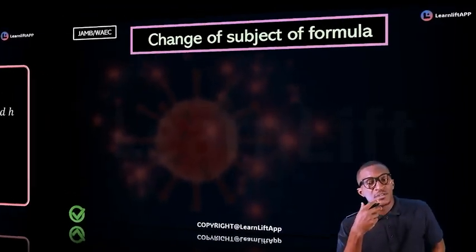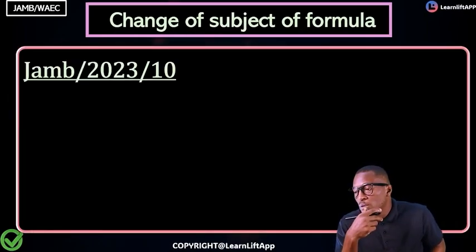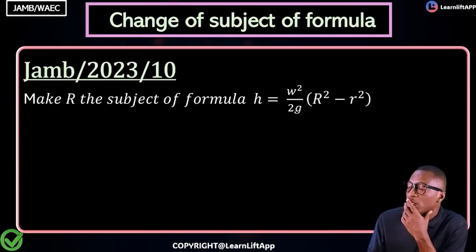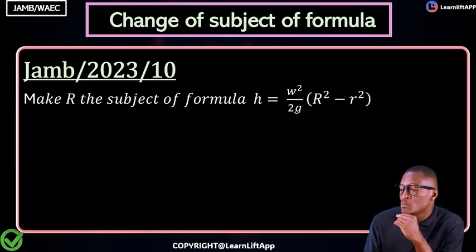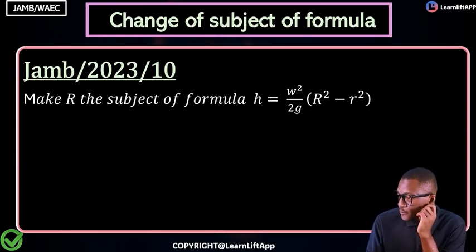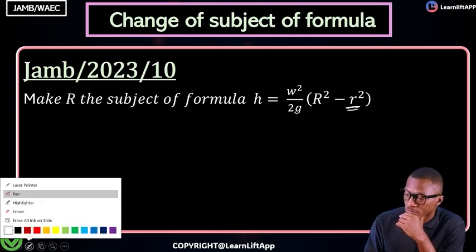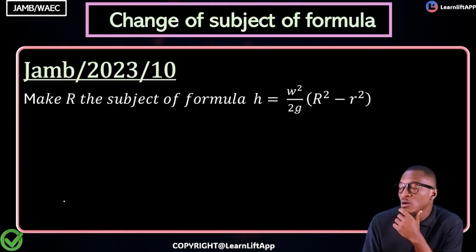Very well, very simple. Change of the formula. JAMB 2013 question 10. Make R the subject of the formula in this. How do you make R the subject of the formula? From here now, where is R? This is R, that's the capital letter R.